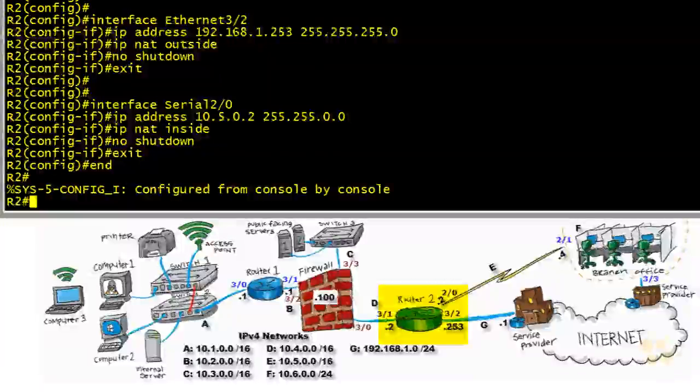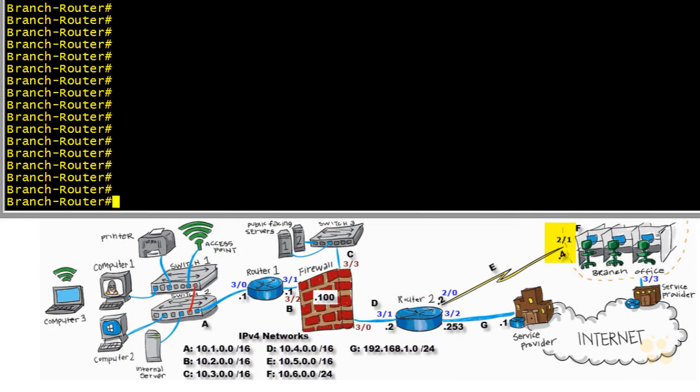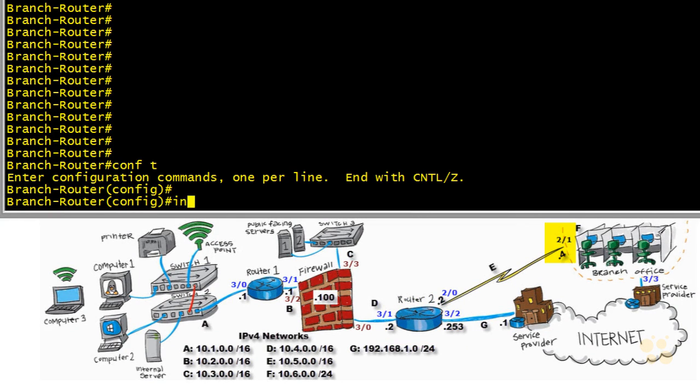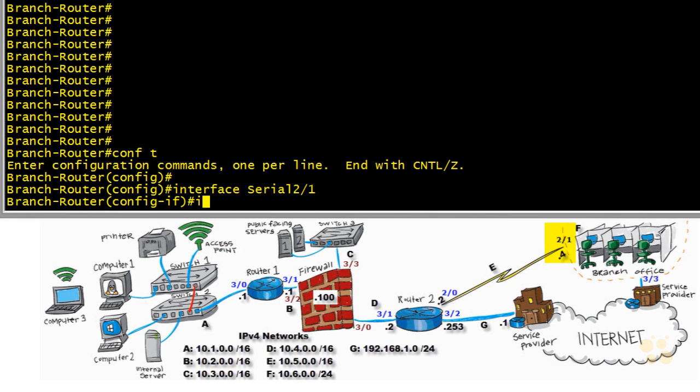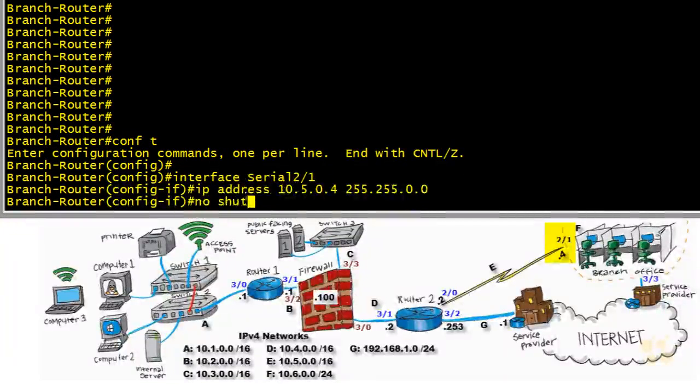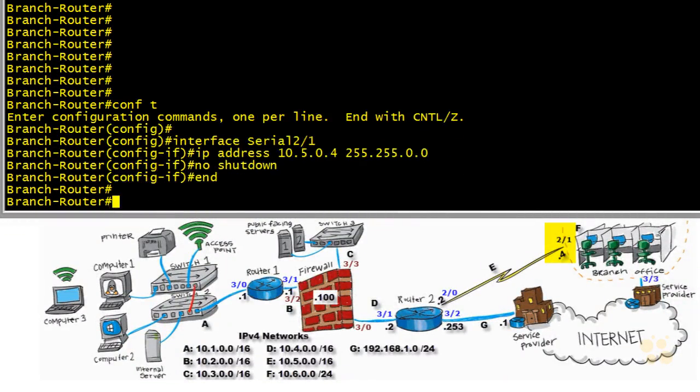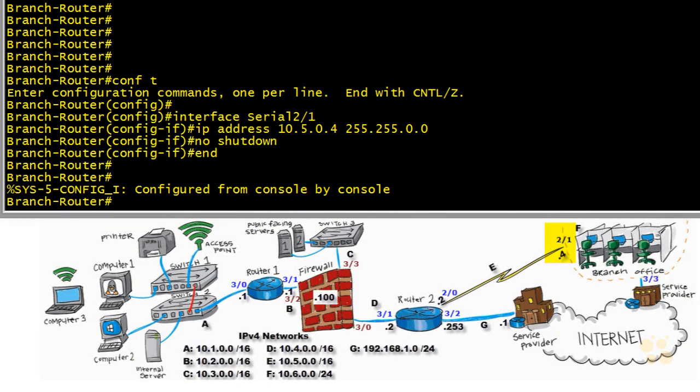And then last but not least, we need to configure the branch router. So let's go to the branch router. Here at the branch router, we'll go into configuration mode. We'll go into interface serial 2/1 because that's the interface it's using to connect over the WAN network. We'll give it the IP address of 10.5.0.4 with a 16-bit mask based on our plan, and we'll bring it up with a no shutdown command.